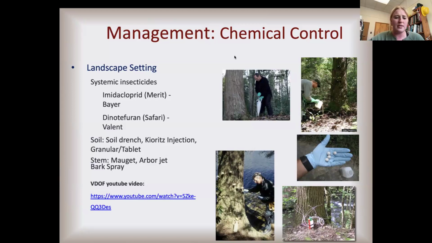But there are different soil drench or soil treatments and stem treatments as well that you can perform in landscape settings and urban settings. Soil applications normally can last a little bit longer because they can persist in the soil as the tree takes them up. The stem treatments, like stem injections, work quicker because you're injecting straight into the tree, but they only last for like 1 to 2 years.